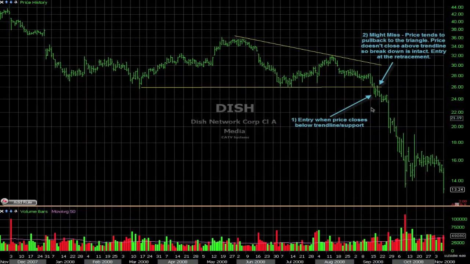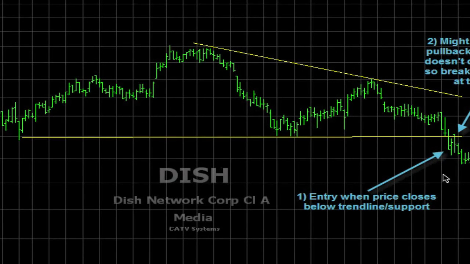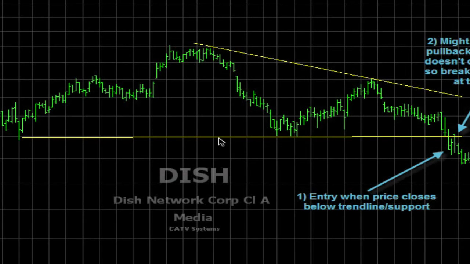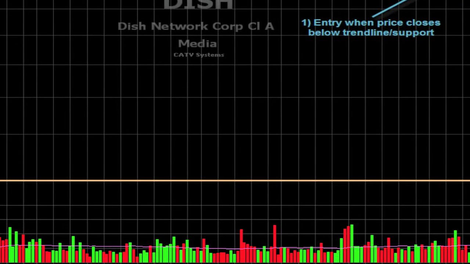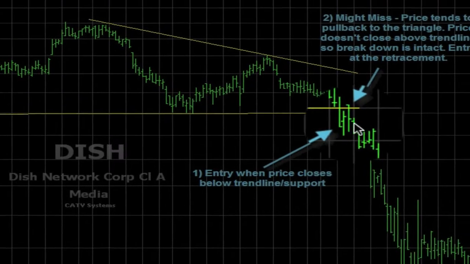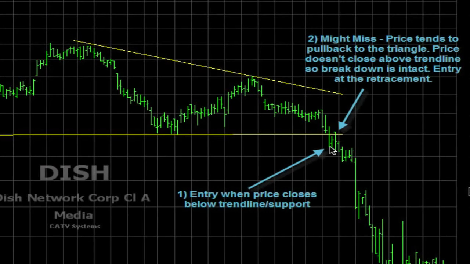You now know the requirements for this pattern and the psychology behind it, so let me show you how and where to go short. The first opportunity to enter is when we get the confirmation that it is a descending triangle. It is when we get a close below the support line and these two equal lows. Preferably, we also like to see an increase in volume down here, like a volume bar above average volume. This adds to the confirmation of this trade.